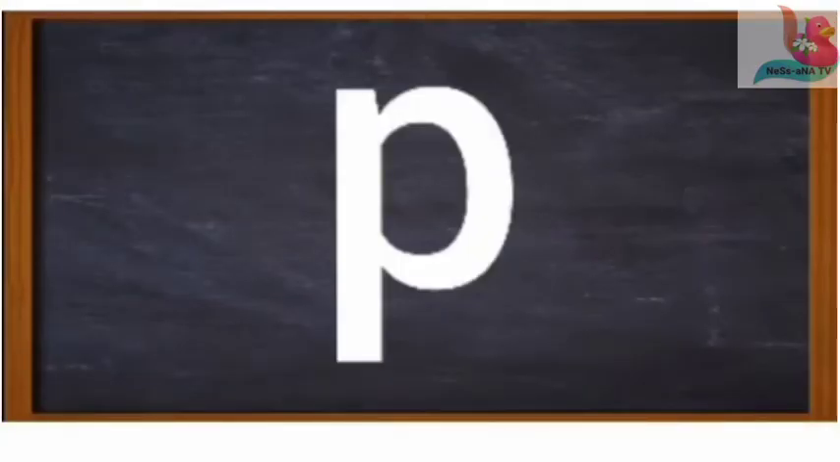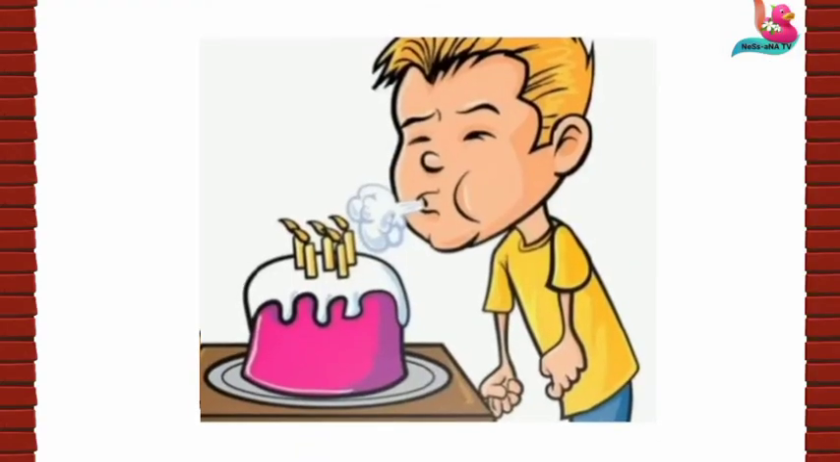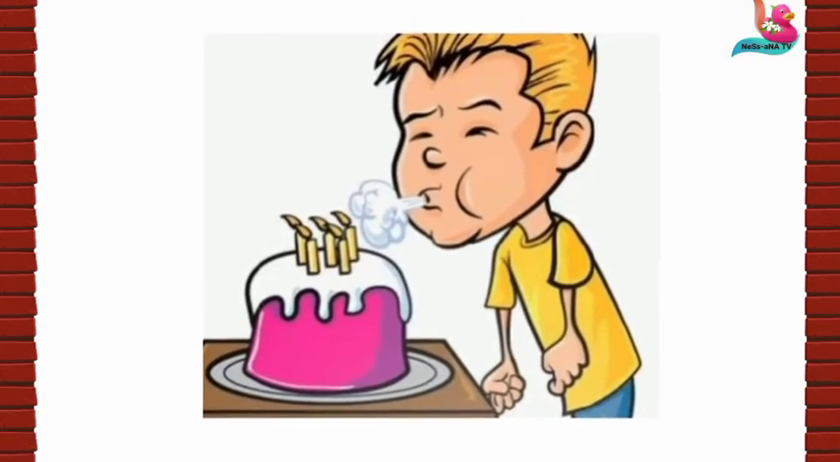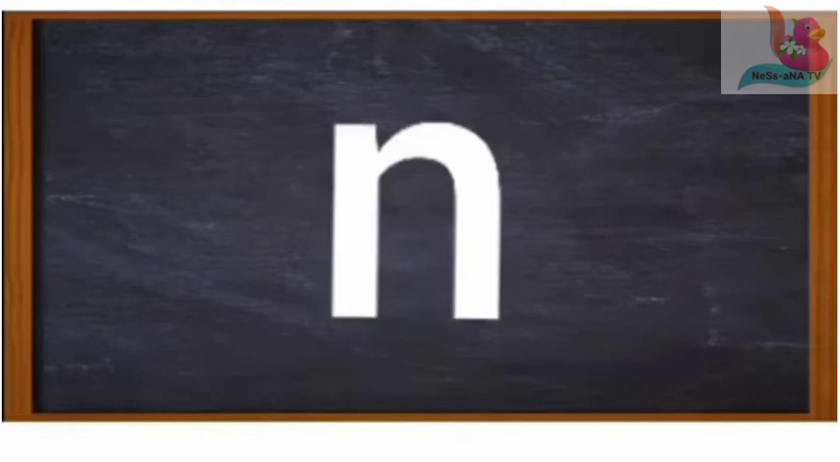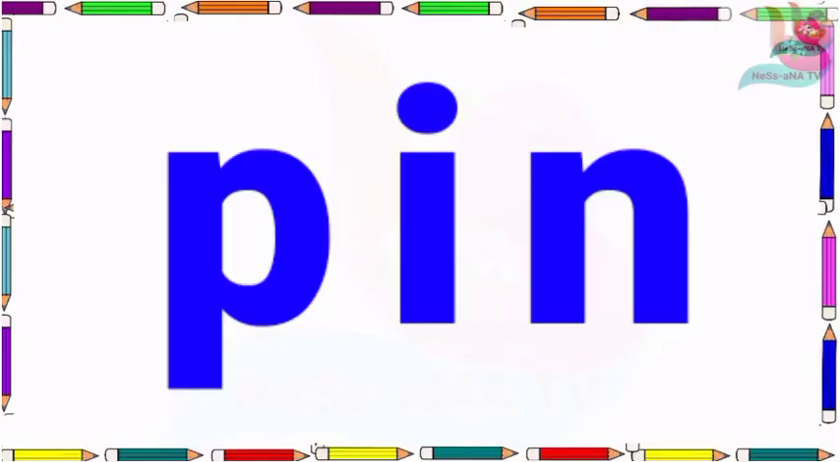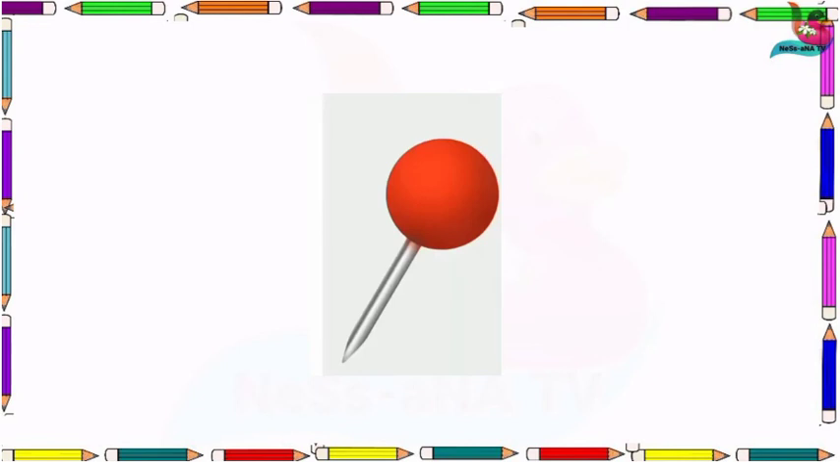Letter P. Letter P sounds P. You puff out the candle. P. The next one, I. Letter N sounds N. And that is the third one. And then we have P, I, N. Pin.